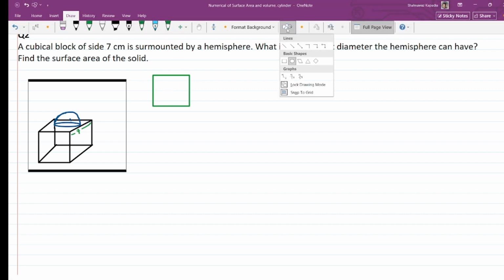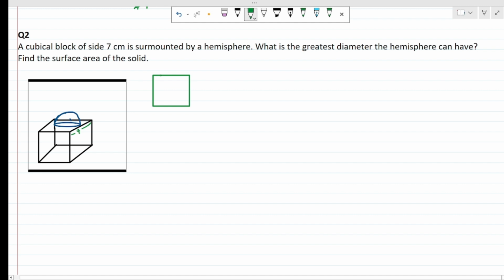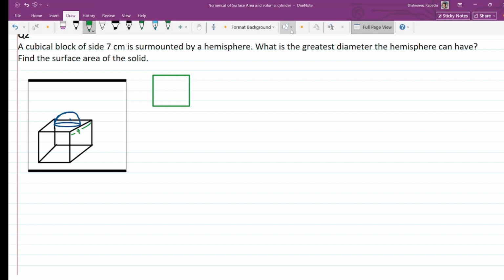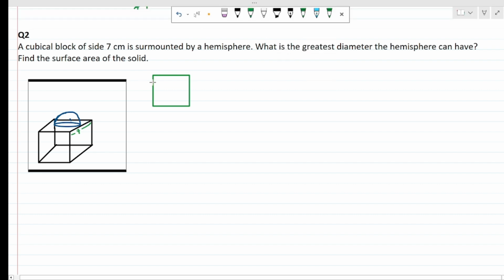Draw a hemisphere base, that means with the largest diameter. Okay, so this becomes your diameter. Now this is the top view of your cubical box. Okay, this is the top view. Now find the surface area of the solid.